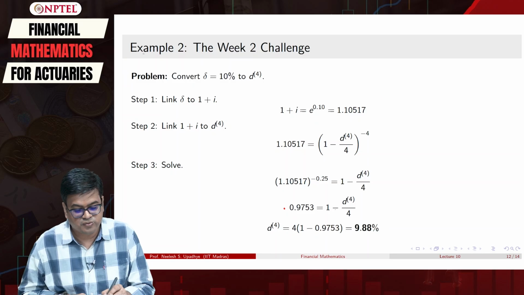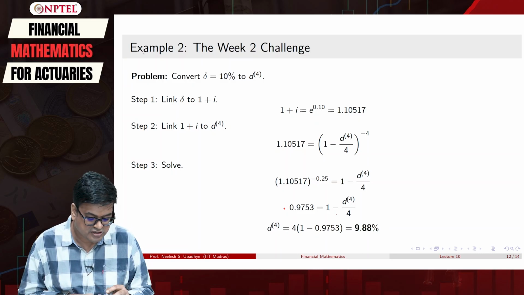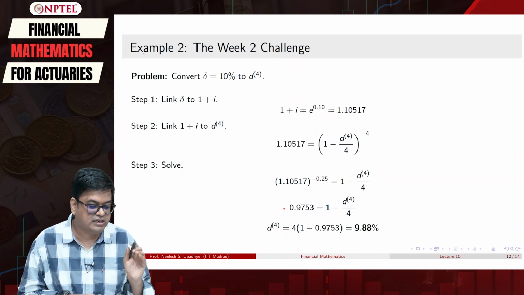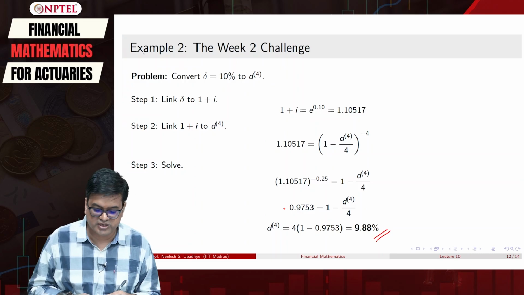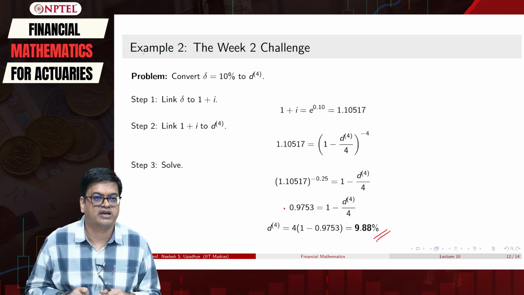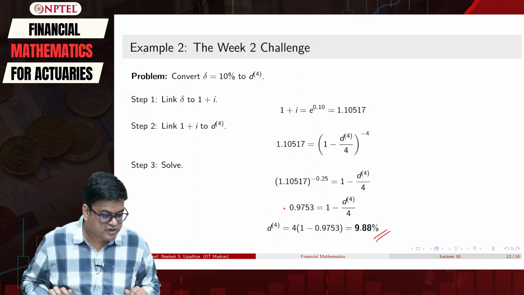Once I do this on the calculator, I will get this answer: 0.9753 is equal to 1 minus d4 by 4, and then it is a standard juggling of numbers from left to right. d4 by 4 you add on both sides and subtract 0.9753 from both sides, then you will come up with this equation, which you will multiply by 4, so that you will get d4 is equal to 4 times this. So finally what you get is the conversion rate of 9.88%. This is the discounting factor that we have derived.